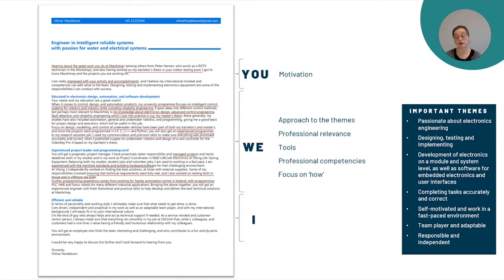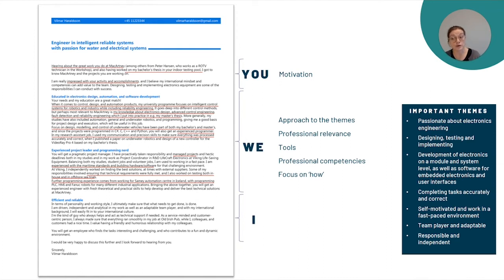The next part of the application is the "we" part. That's where he approaches the themes that we have on the right. He goes in and describes why he's professionally relevant to the job. He writes about the tools that he has experience with. He writes about his professional competences, and he focuses on how he will do it. Let's get more into details.